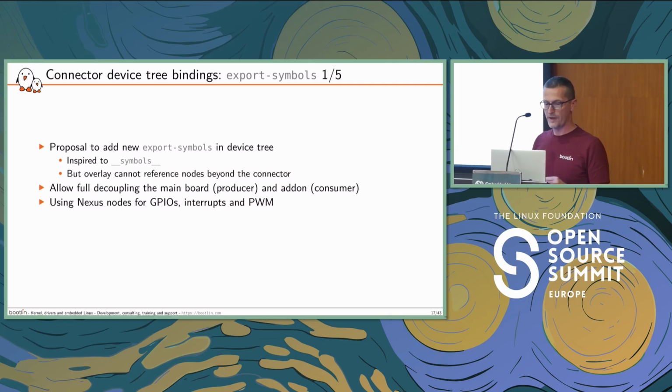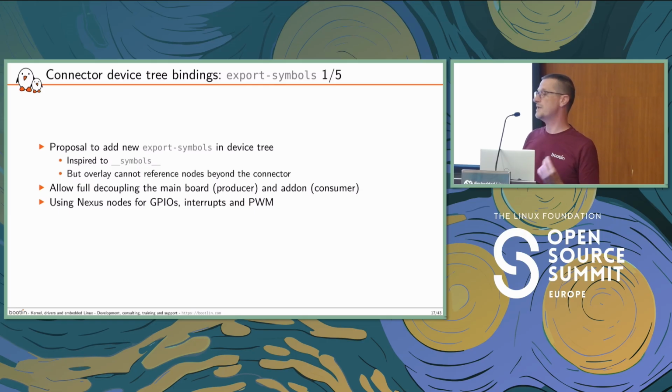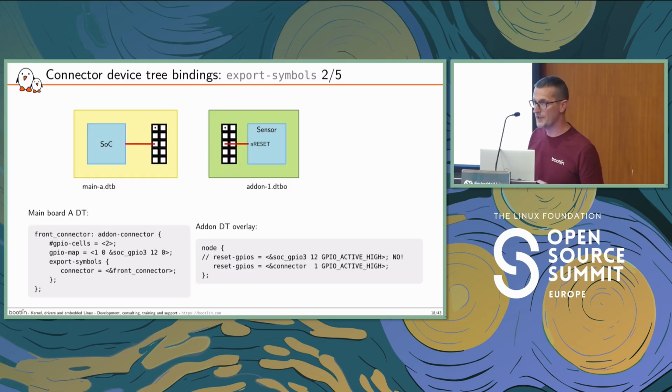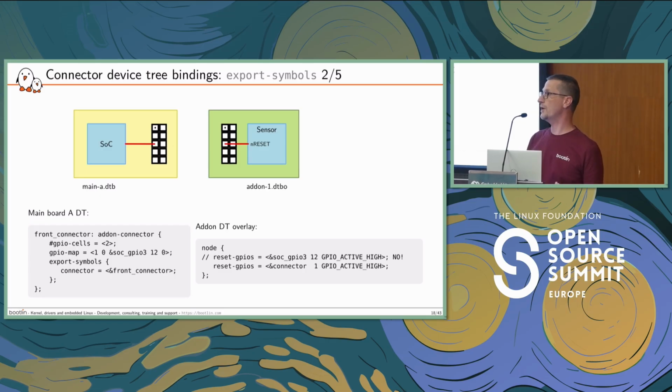And in this proposal, we are using Nexus nodes for GPIOs, interrupts, PWMs, and similar resources. So let's have a look at how it looks. Let's start from the right. On the sensor, you reference, as I showed before, the reset GPIOs pointing to GPIO 1 of the connector. You cannot point to GPIO 3 here. This is wrong. You cannot reference the mainboard.